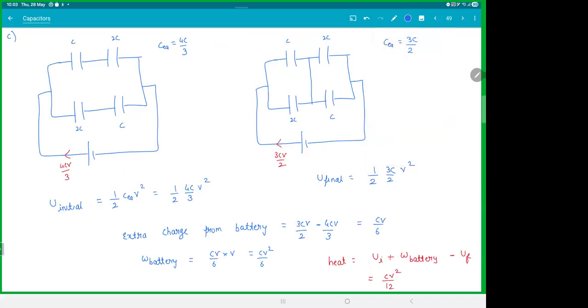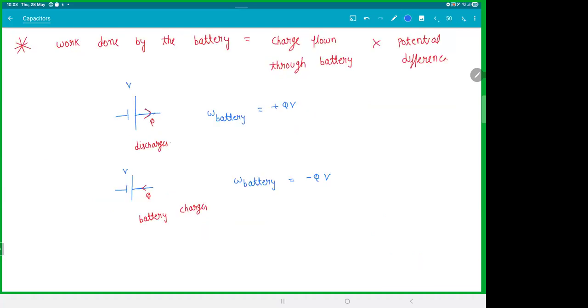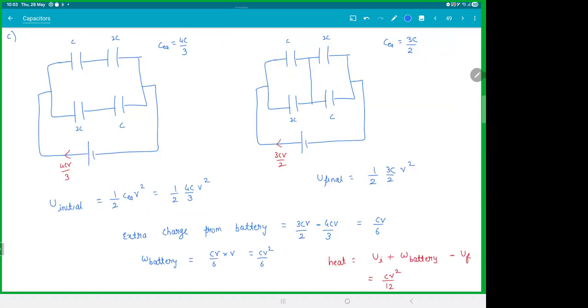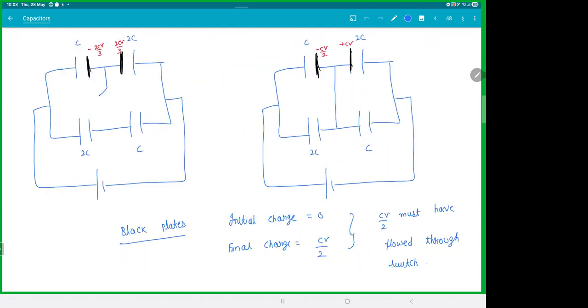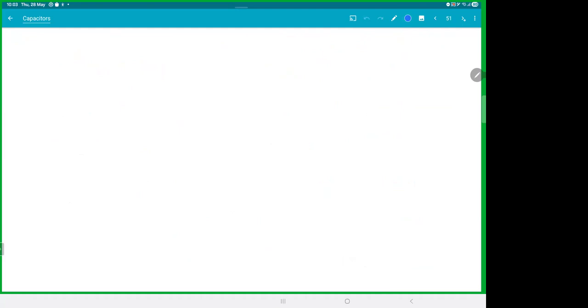All clear with this? Any doubts on this? Clear? Great. I know this is a little lengthy, but let's see. Next one is a good one. Now the remaining circuits will look a little interesting.